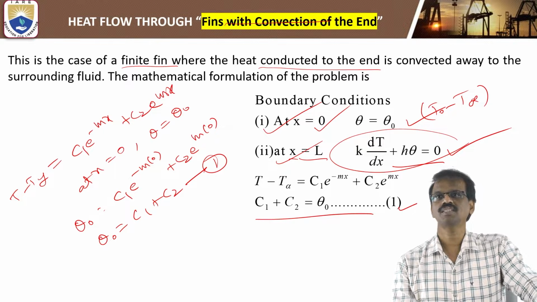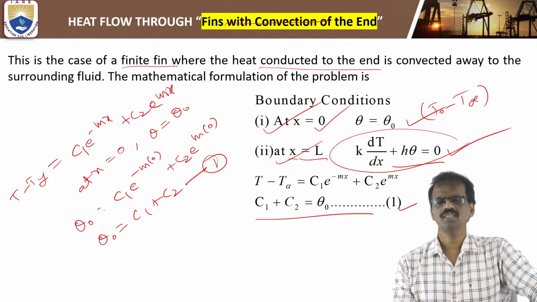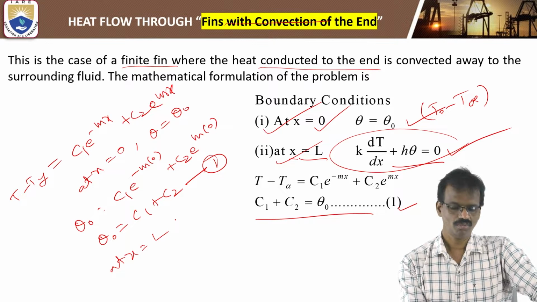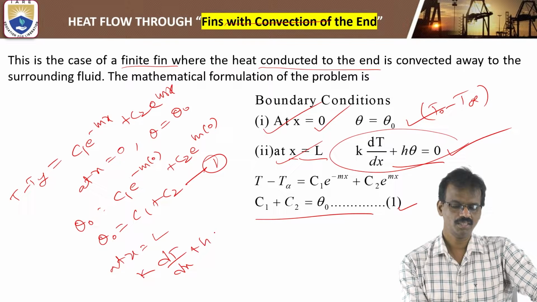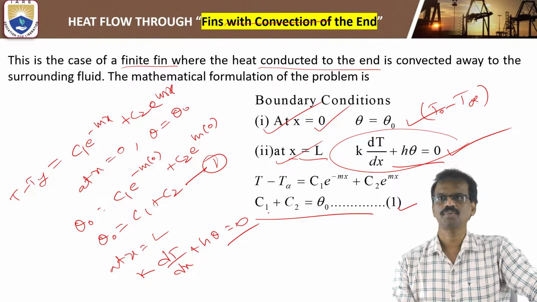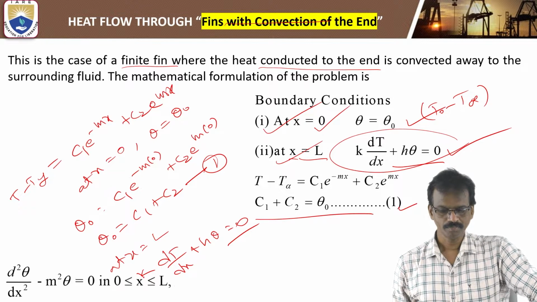Now we'll apply the second boundary condition. That is at x is equal to L, we have to apply this one: K d theta by dx plus h theta is equal to 0. Now we'll see that one.